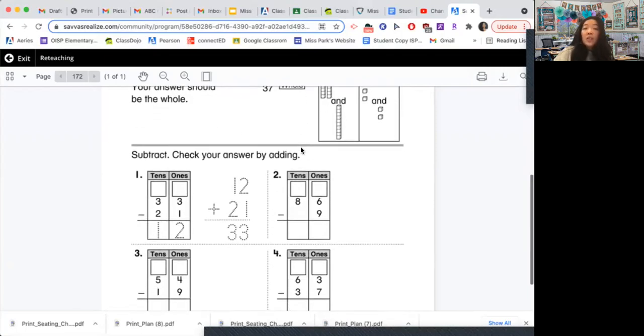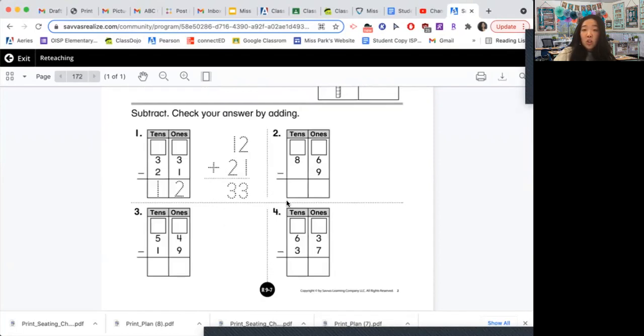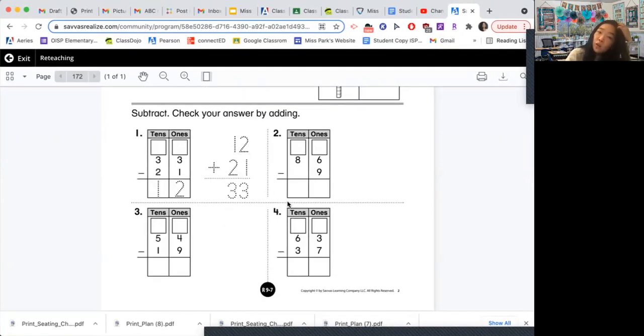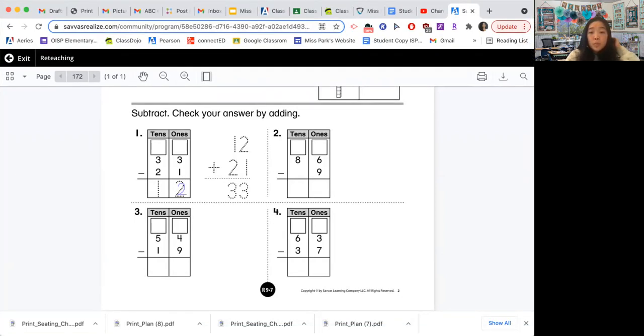Okay, so we're going to subtract and then we're going to check our answer by adding for each of these questions. So I'm going to go ahead and do that with you guys right now. Okay, so it tells us the first one already. Number 1, 3 minus 1 equals 2. 3 minus 2 equals 1. More on top, no need to stop.